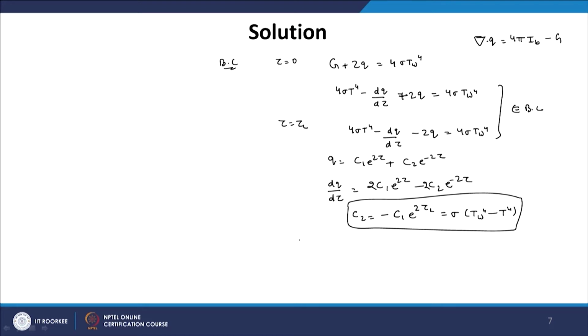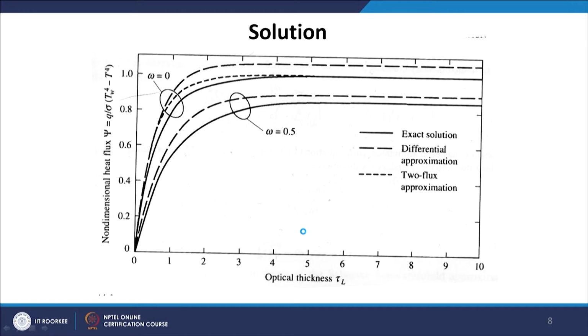Now, the non-dimensional radiative flux psi is equal to q by sigma T power 4 minus T w power 4. Okay. So, this value will be simply equal to e power minus 2 tau L minus tau, minus e power minus 2 tau. Okay. So, this is the expression for the radiative heat flux, and we can show the result in this chart.